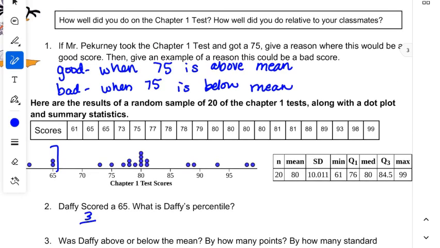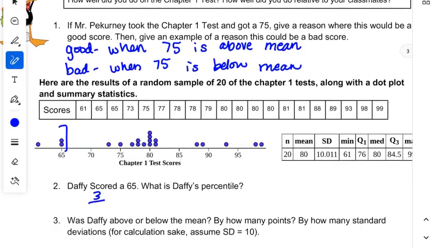Okay, so how did you do? How well did you do on the chapter 1 test, and how well did you do relative to your classmates? If Mr. Picerni took a chapter 1 test and got a 75, we need to determine if this is good or bad. What we said was it would be good when 75 is above the mean, and bad when 75 is below the mean.